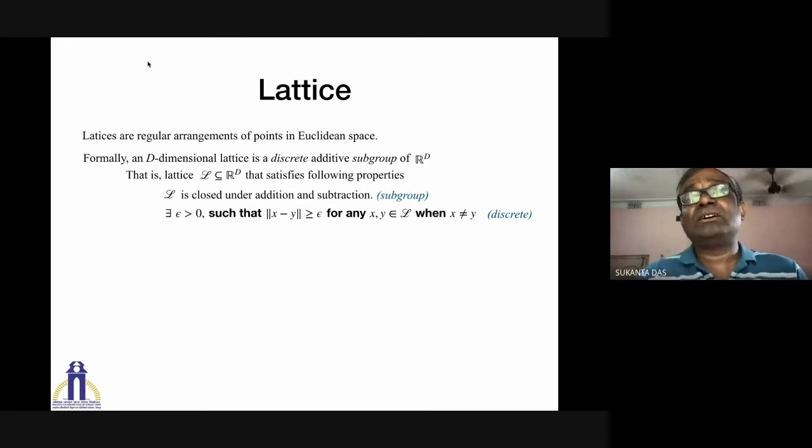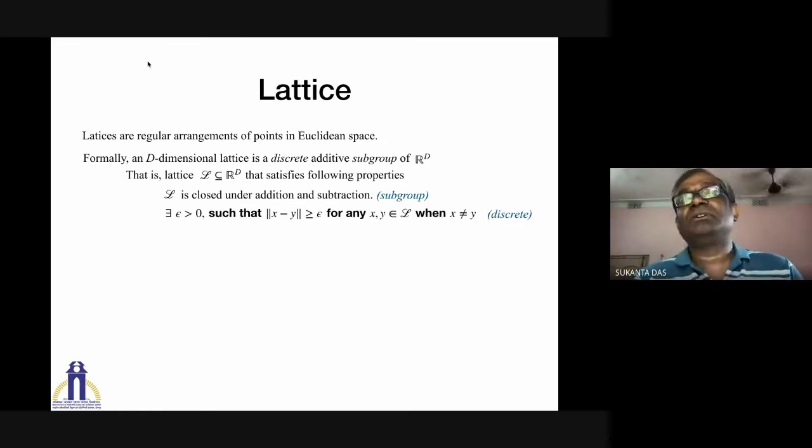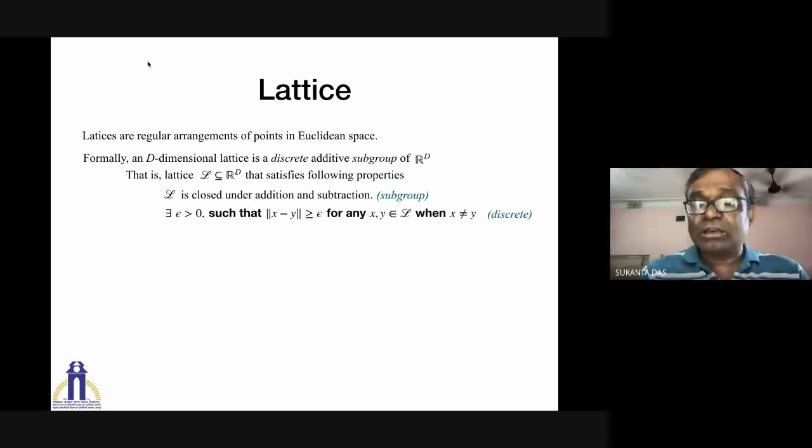So these are two conditions to be satisfied by that L, the subset of R to the power d. The first condition is the subgroup condition, and the second condition is the discrete condition. So we have emphasized these two.